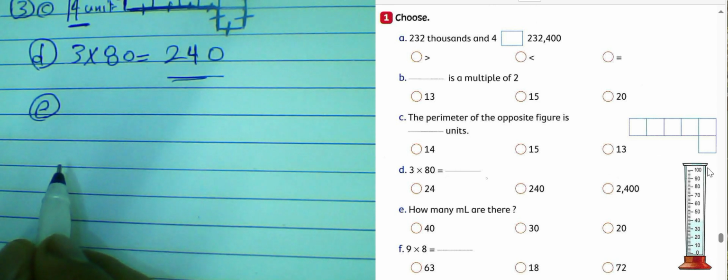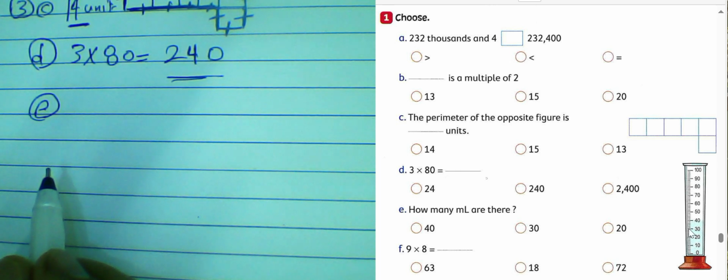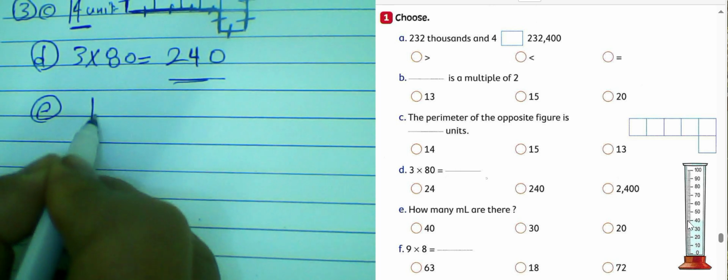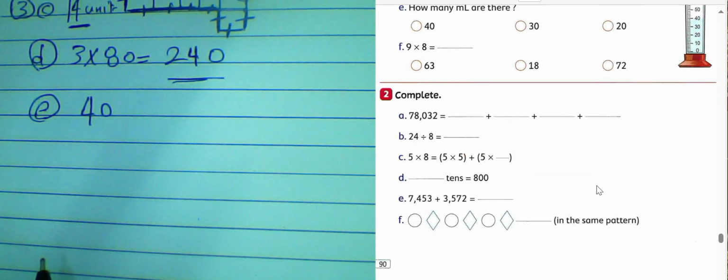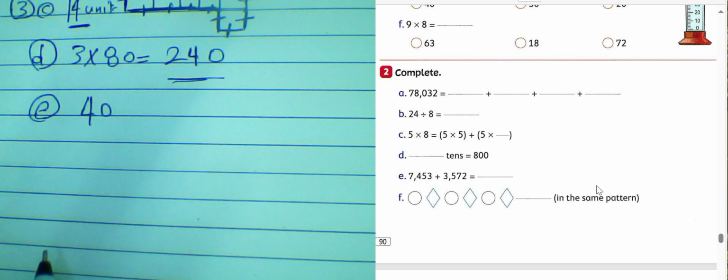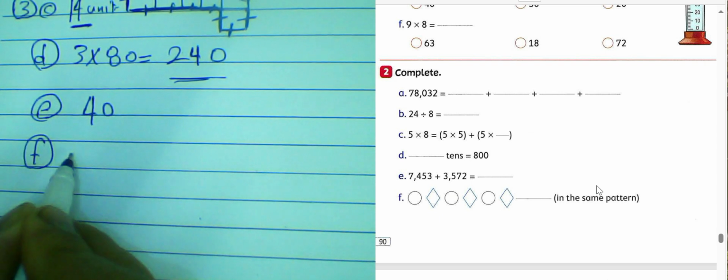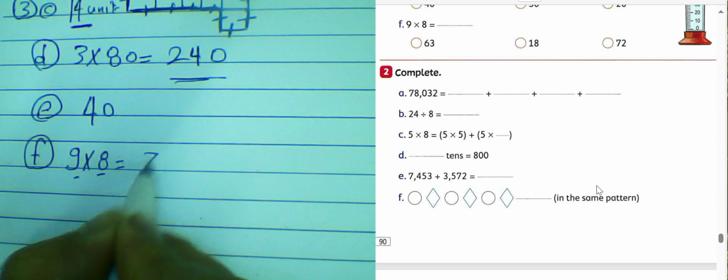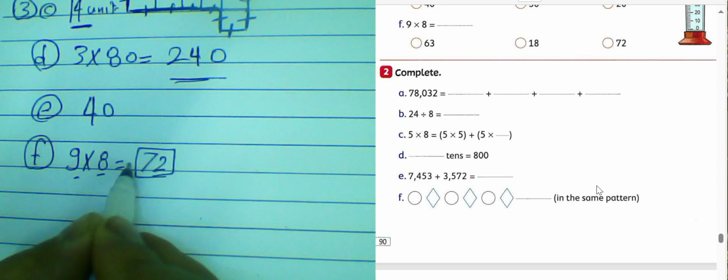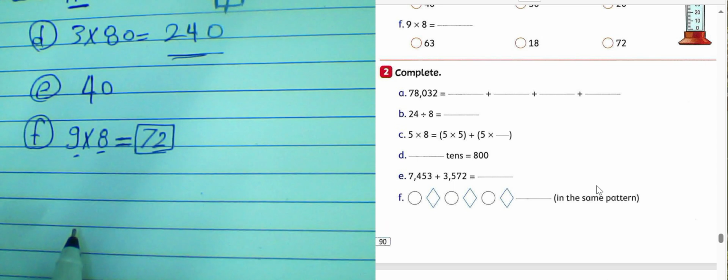How many milliliters are there in a 40؟ موجودة قدامك، يعني بتشوف ال liquid اللي عندك وصل لكام؟ 40. اكتب هنا 40. 40 milliliter. Question letter F. 9 product by 8. Table 8. 8 times 9 equals 72. You must keep the tables in your mind. Okay، لازم تحفظ ال table.